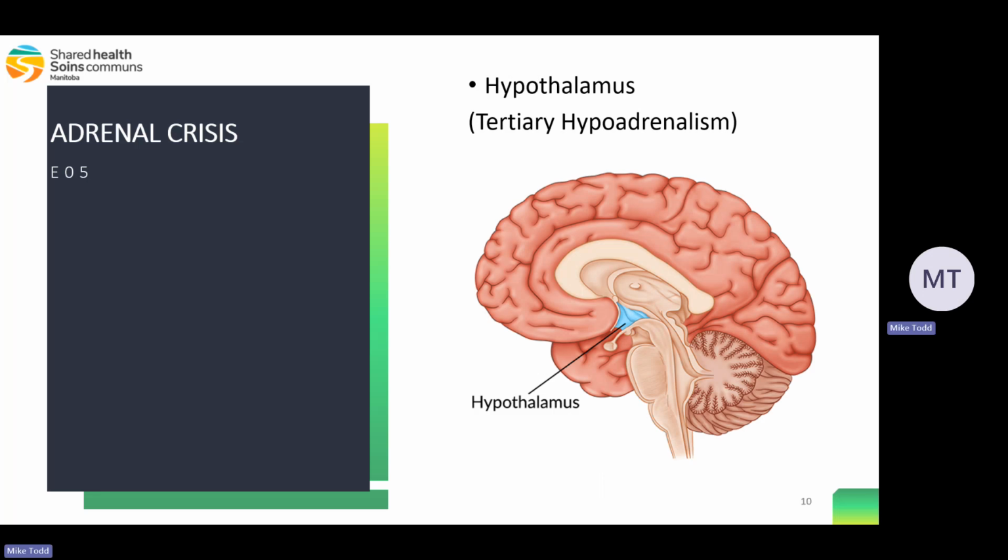And then tertiary hypoadrenalism. This actually takes place in the hypothalamus itself. Usually this happens because of an issue with the hypothalamus, so it could be disease, cancer, tumors, or trauma itself. So something's wrong with the hypothalamus, and with that, it may alter its ability to release CRH, or corticotropin-releasing hormone. That's a hormone that tells the pituitary gland to make ACTH. So they all kind of work together.